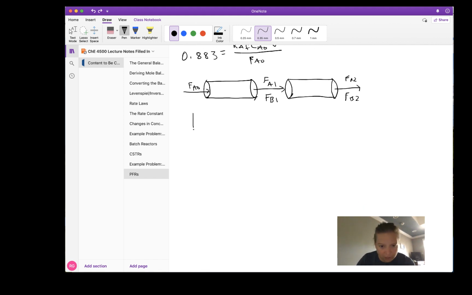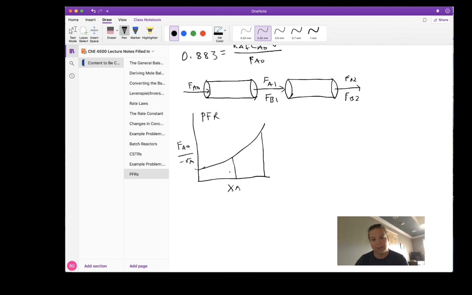I can demonstrate that if I go back to a Levenspiel analysis. If I just draw a Levenspiel plot, and we are looking at a PFR case, I have one PFR that goes up to some conversion, and then I have a second PFR that goes up to the next conversion. So the volume of the two PFRs in series is going to be identical to the case where I just had one single PFR.